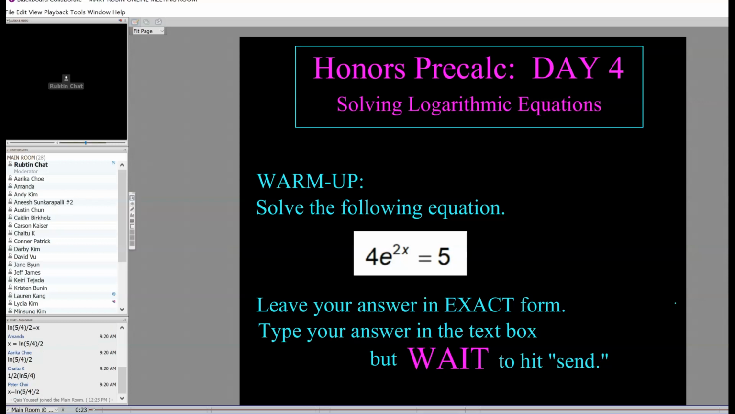I love it. You can put the 1/2 on the outside. You can expand it to ln5 minus ln4 if you really want to. All sorts of ways to do this.